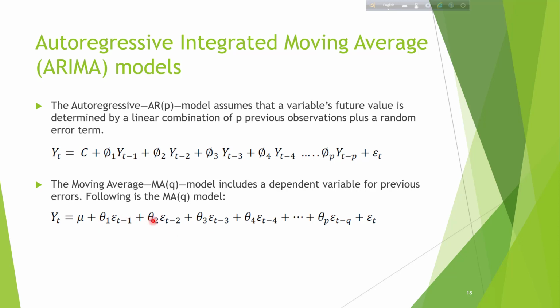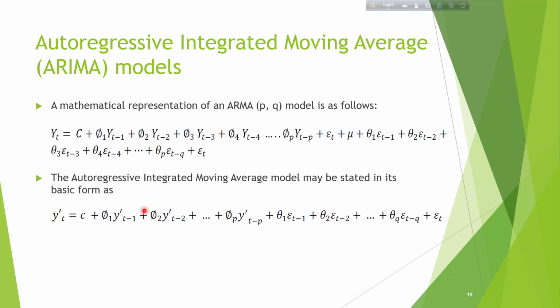So we can write the ARMA(p,q) model as follows. Yt is equal to c plus phi 1 yt minus 1, phi 2 yt minus 2, up to phi p yt minus p, and then the moving average part: mu plus theta 1 epsilon t minus 1, theta 2 epsilon t minus 2, up to theta q epsilon t minus q, plus epsilon t. So the ARMA(p,q) model is nothing but the combination of the autoregressive and moving average models.